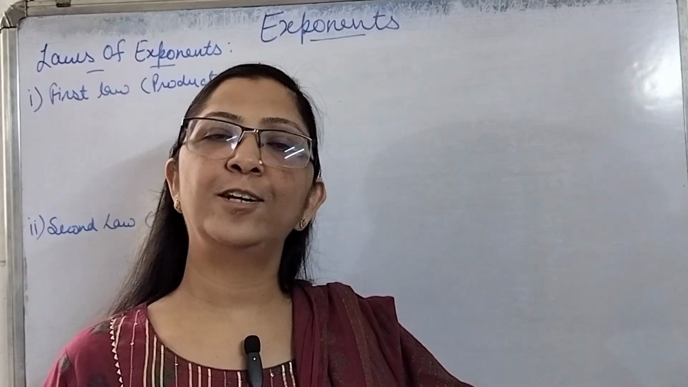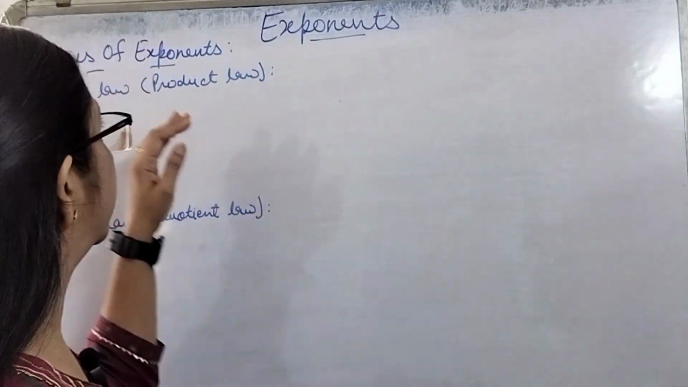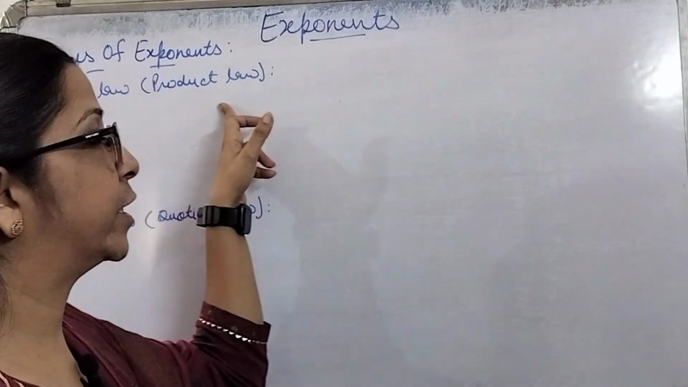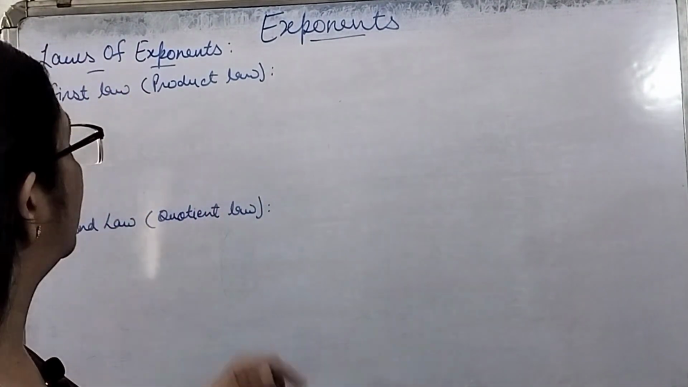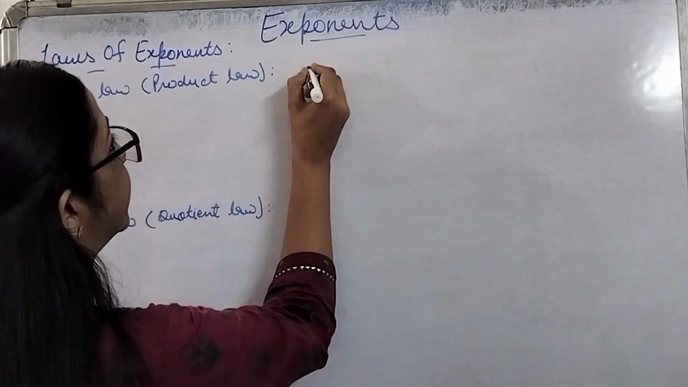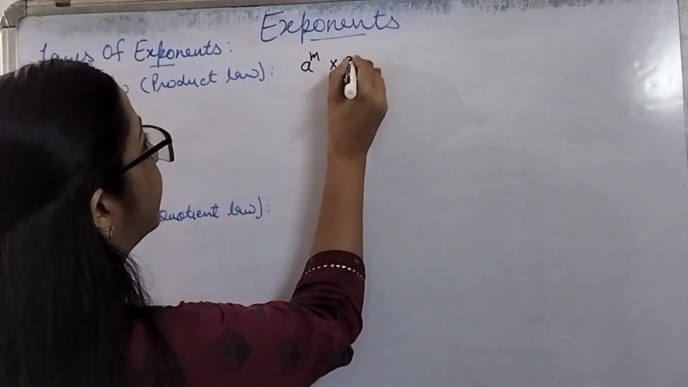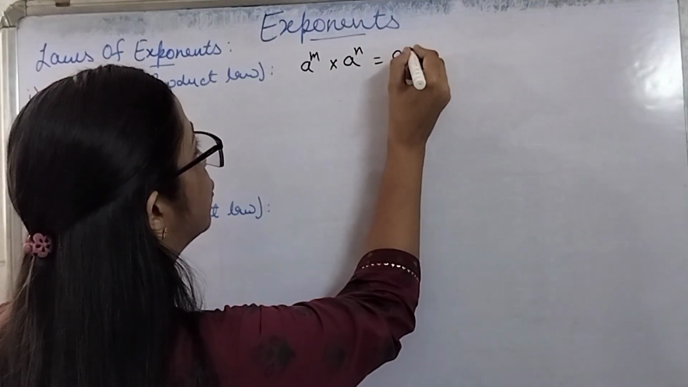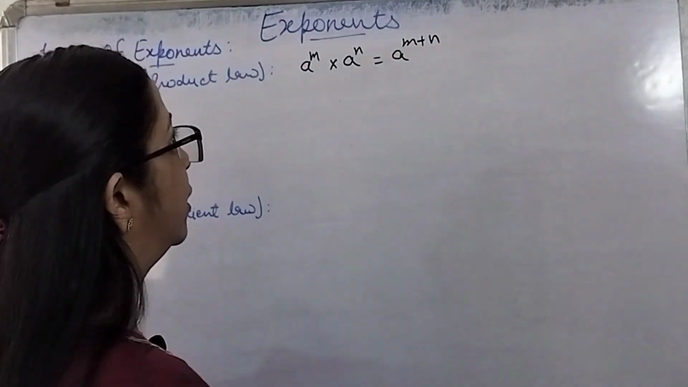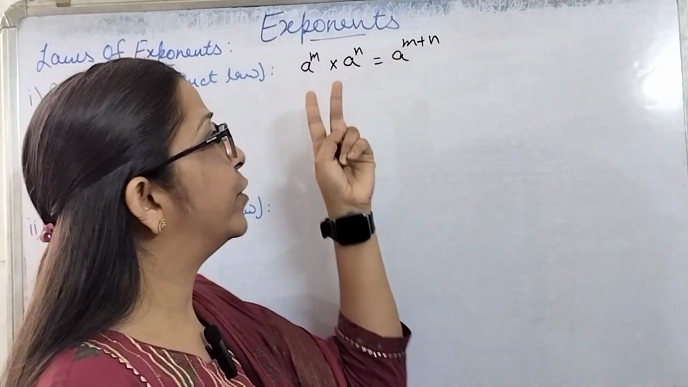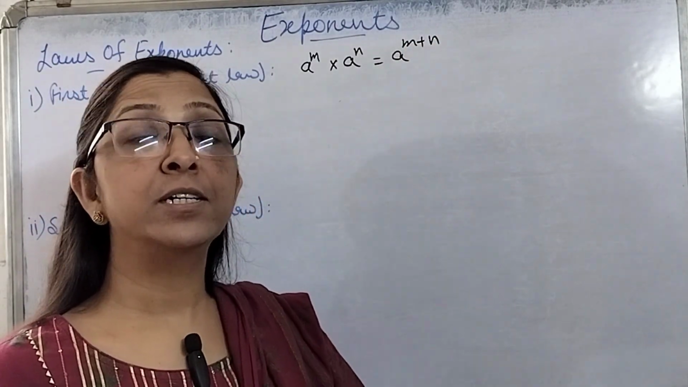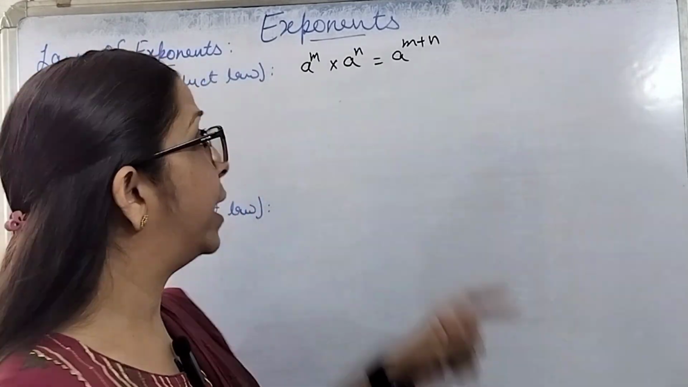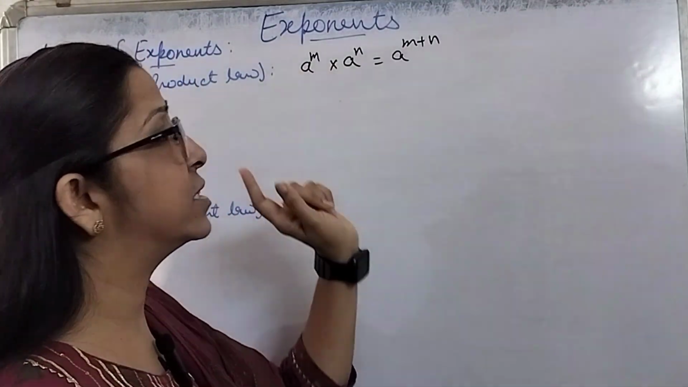Now let's understand the laws of exponents. So what are the laws of exponents? The first law is also known as the product law. According to the first law of exponents, if a raised to the power m multiplied by a raised to the power n is there, then we can write it as a raised to the power m plus n. What does that mean? If we have to multiply two numbers given to us in the exponential form and the base of the two numbers is the same.